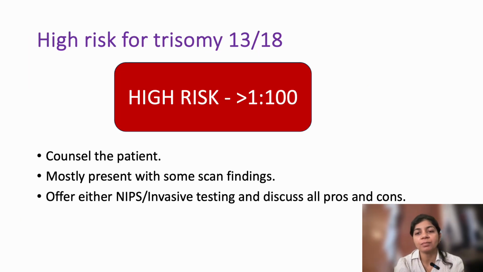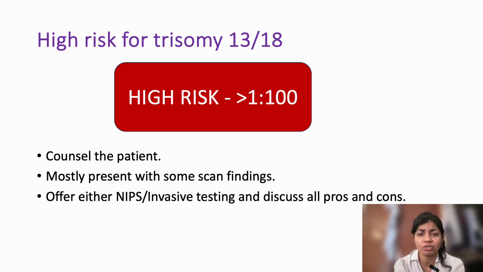So, apart from Down syndrome, there could be high risk for trisomy 13 and 18 also on double marker screening. The risk is generally defined as high risk if it is more than 1 in 100. So, you have to actually counsel the patient, because trisomy 13 and 18 are very severe phenotypes, and they will always present with some of the scan findings if it is done by an experienced person.